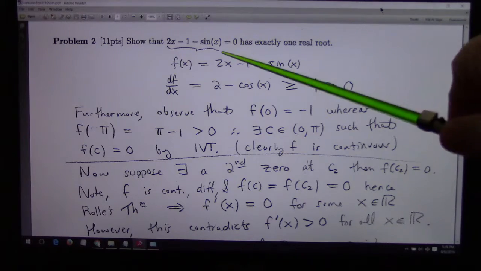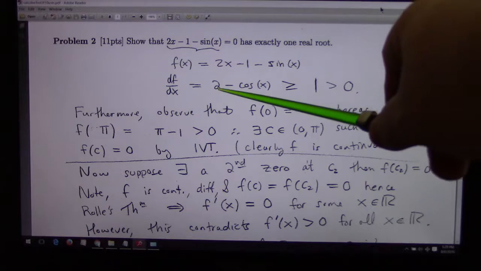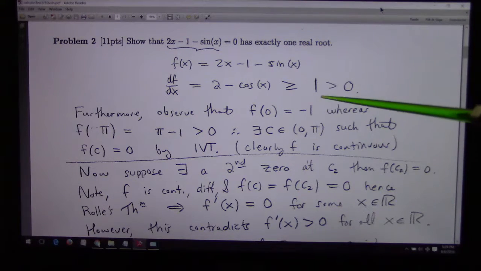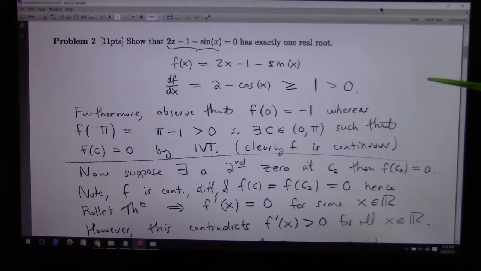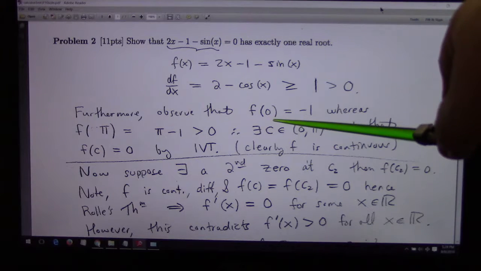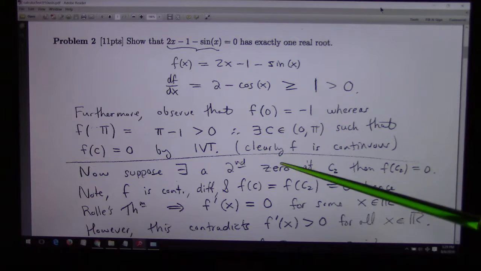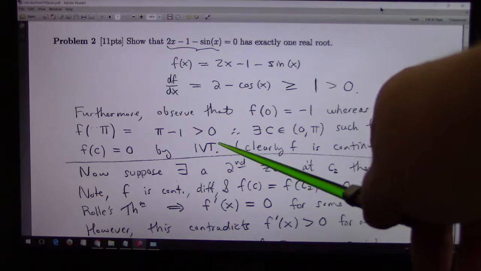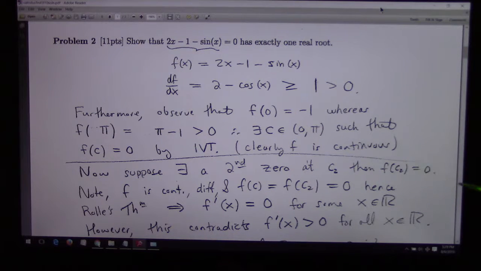First of all, if I call this thing f of x, you notice that df/dx is 2 minus cosine x, which is greater than or equal to 1, so it's clearly positive, which means that the function is strictly increasing in fact. And if you notice that f of 0 is minus 1, whereas f of pi is greater than 0, that means that there exists some c between 0 and pi such that f of c is equal to 0 by the intermediate value theorem, since f is clearly continuous, right?